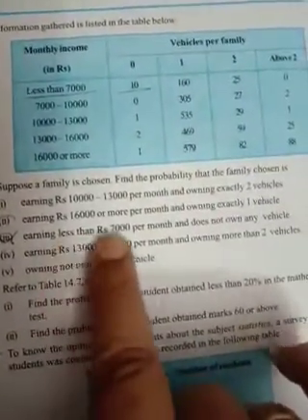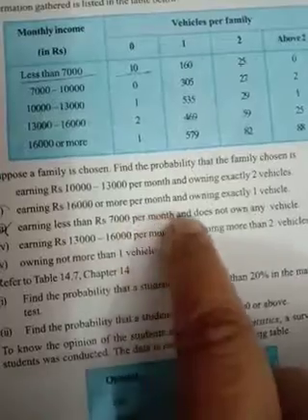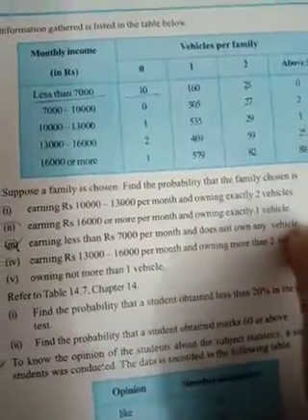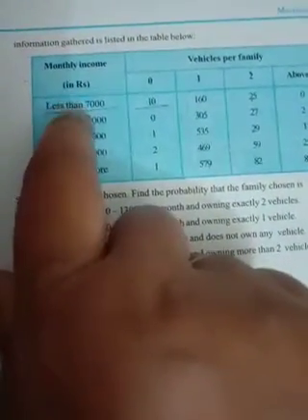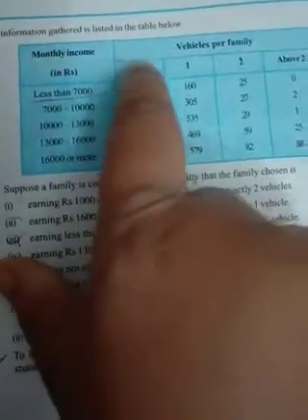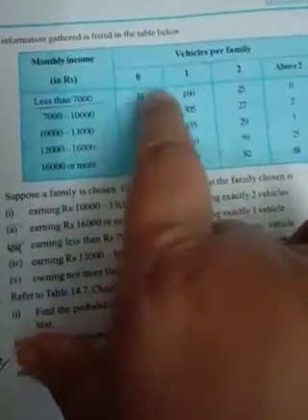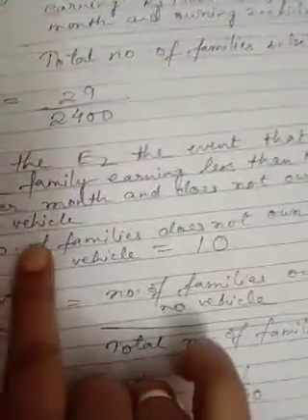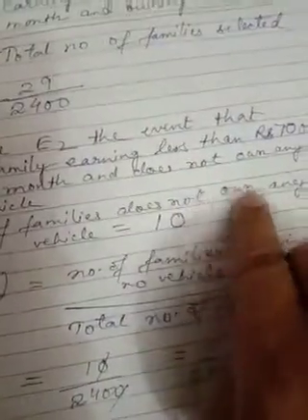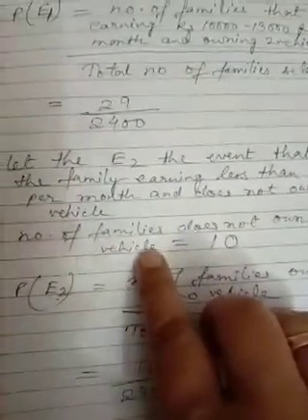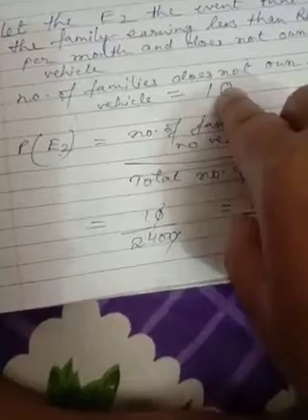earning less than rupees 7,000 per month and does not own any vehicle. So you have to see this range, less than 7,000, not owning any vehicles, 0 vehicles. The number of families is 10. 10 families are there who are owning no vehicles but their monthly income is below 7,000. So number of families that do not own any vehicle is equal to 10.